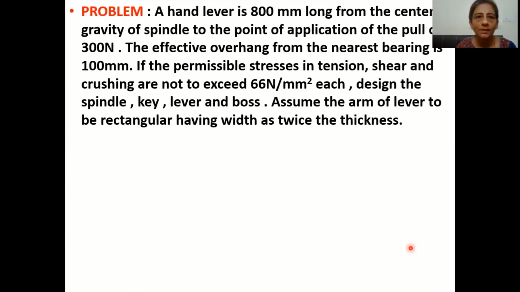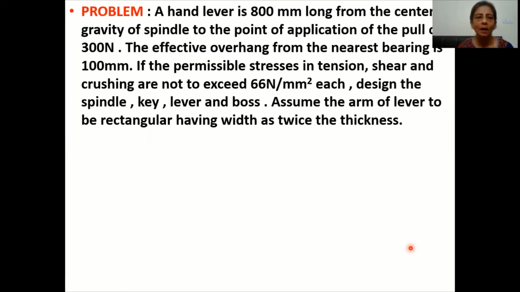What is given to us is that a hand lever is 800 mm long from CG of spindle to the point of application of the pull of 300 Newton. Effective overhang from the nearest bearing is 100 mm. Permissible stresses in tension, shear and crushing are not to exceed 66 Newton per mm square each. Design the spindle, key, lever and boss.